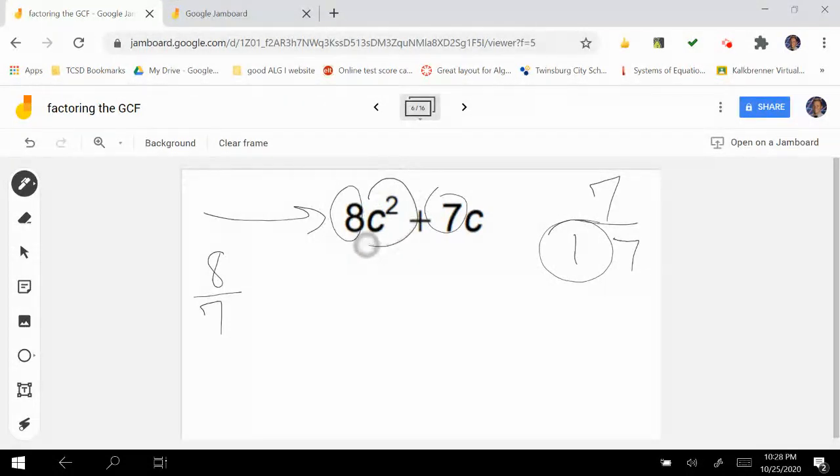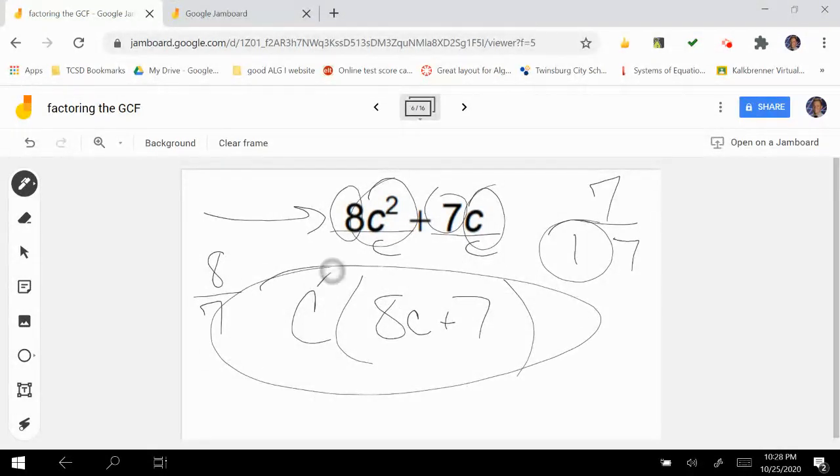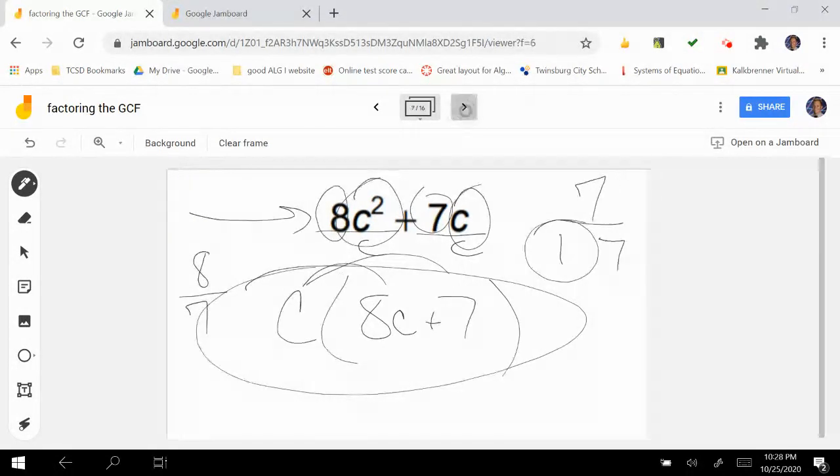So now we're going to say, hey, there's 2 C's here, there's 1 C there. This is C times C. This is just C. So they do have a C in common. What's left now? If I just divide both terms by C, because I'm going to take from both, I get 8C plus 7. All right. Again, I can check this by distributing in. And of course, 8C times C is 8C squared. 7 times C is positive 7C.